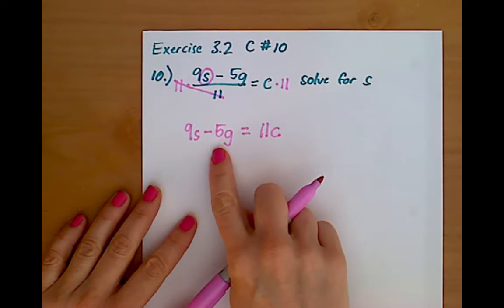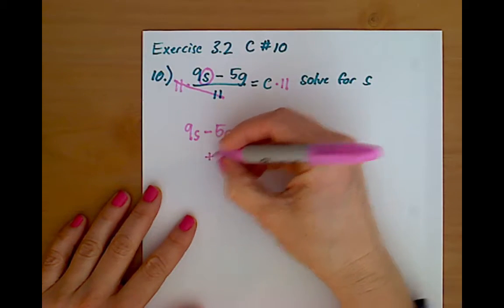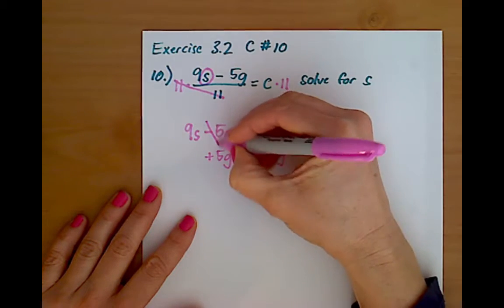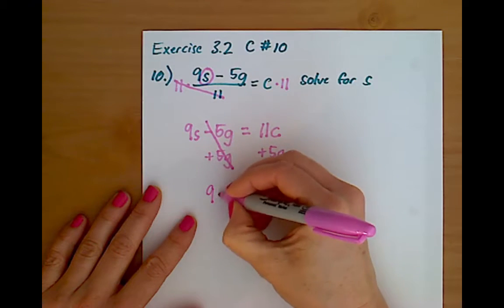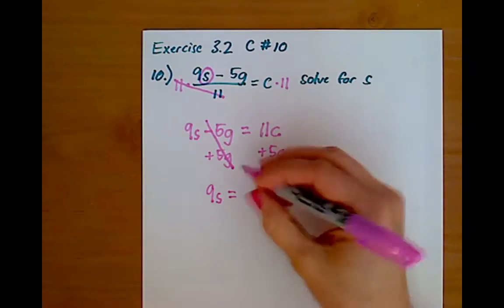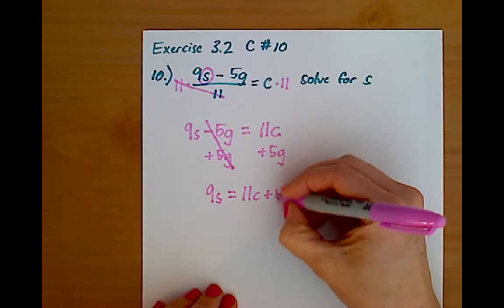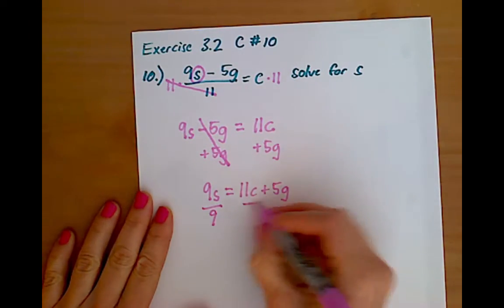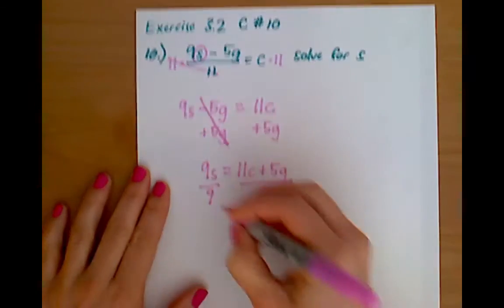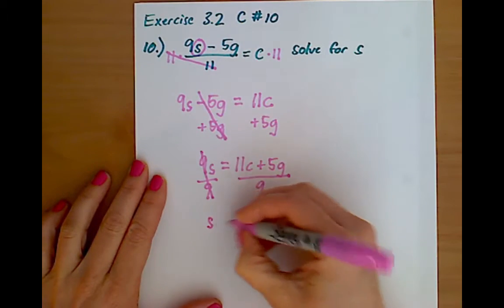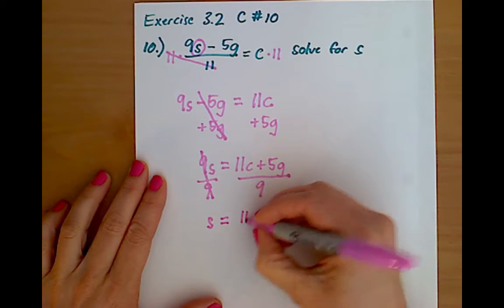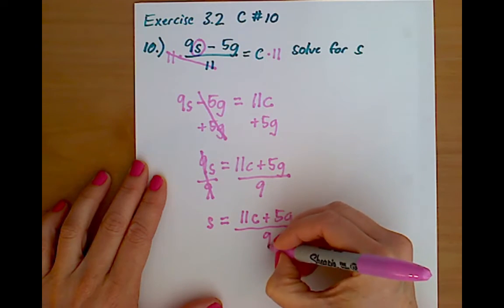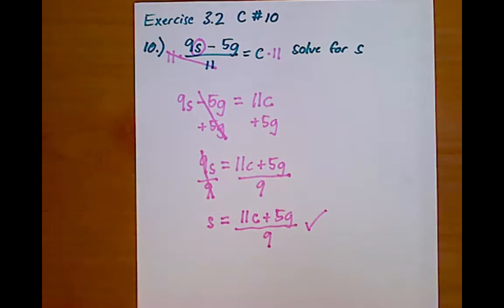We're going to get rid of the minus 5g by adding 5g to both sides. And those two add to 0. We're left with 9s on this side. And then we have 11c plus 5g on this side. We're going to get rid of the 9 by dividing by 9 on both sides. Those two divide to 1, and we're left with 1s. And over here we have 11c plus 5g, all of that divided by 9. And that's our answer. And then we're all done.